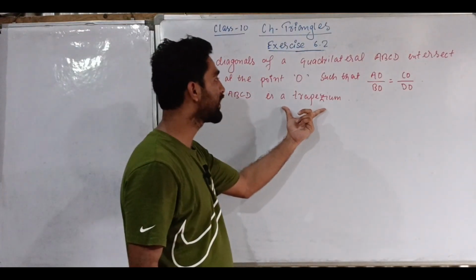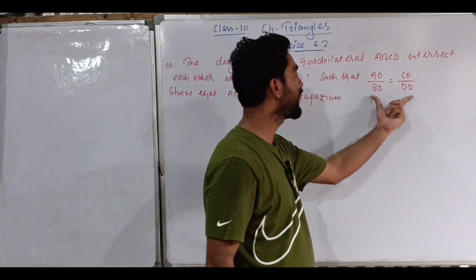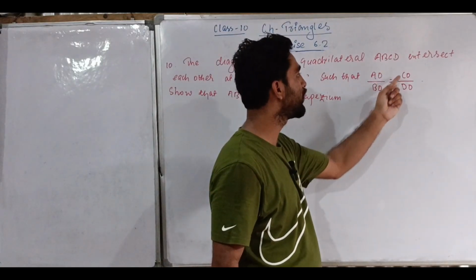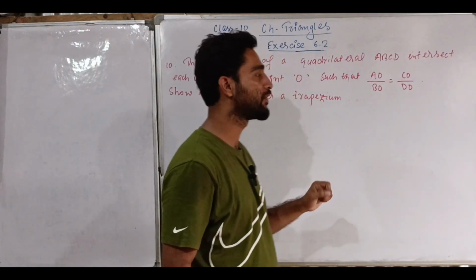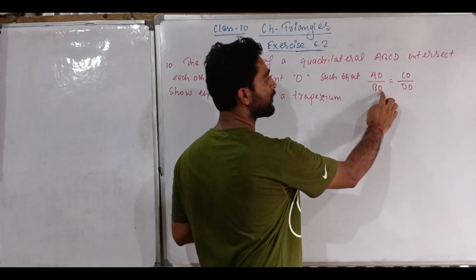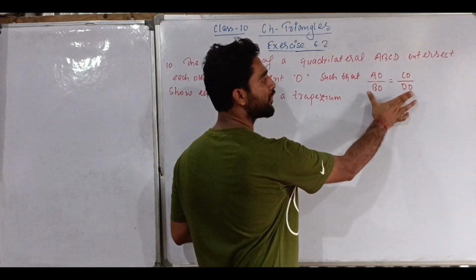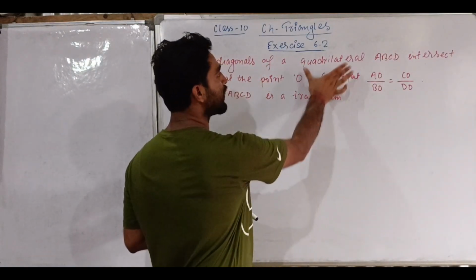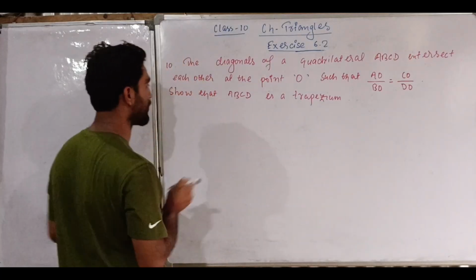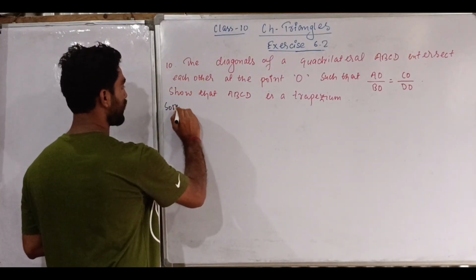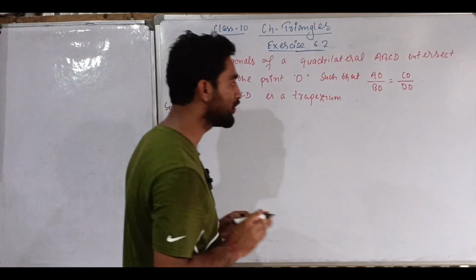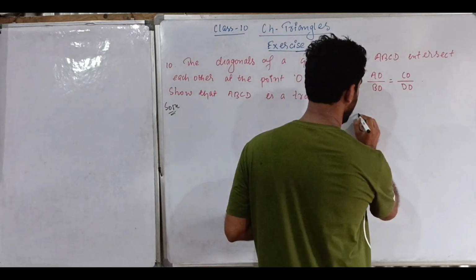In question number 9, the trapezium was given and we had to prove AO divided by BO is equal to CO divided by DO. But in this question, AO divided by BO is equal to CO divided by DO is already given. We have to prove the given quadrilateral is a trapezium. So the first thing we have to do is construct the figure.